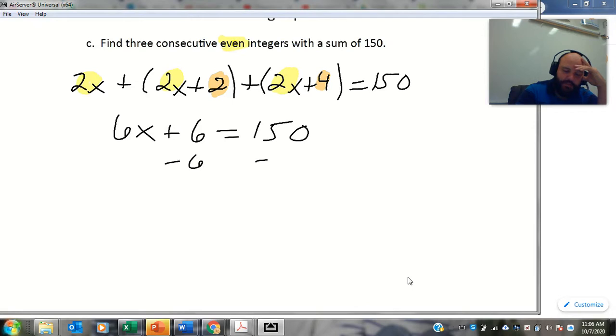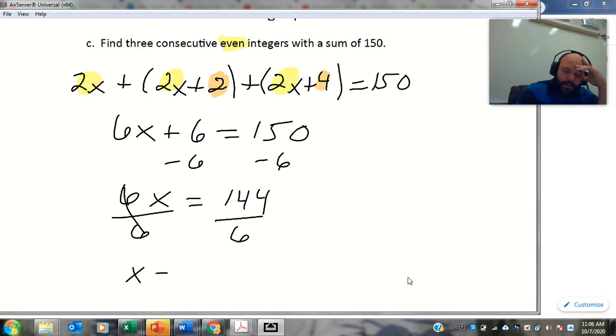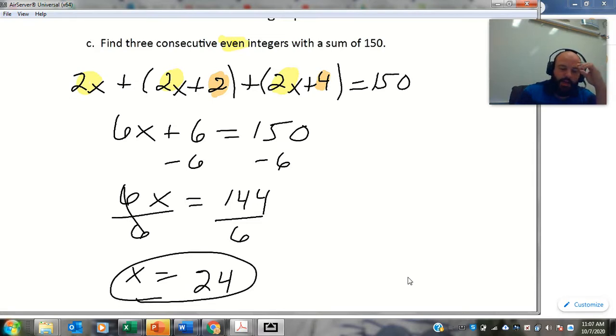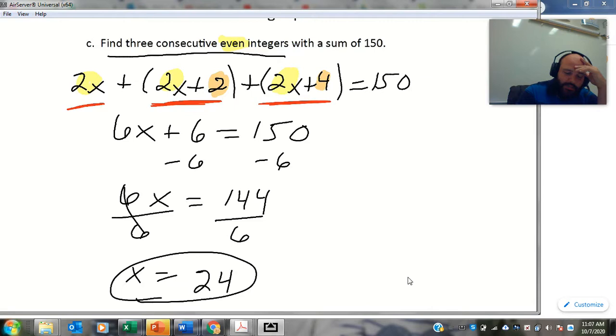So we're going to subtract 6 from both sides. We get 6x equals 144. And then I divide both sides by 6, and x equals 24. So there is one of the solutions. Now keep in mind, they want you to find 3 consecutive even integers. All right? Now, this is the key part. The 3 integers that we want are 2x, 2x plus 2, and 2x plus 4.